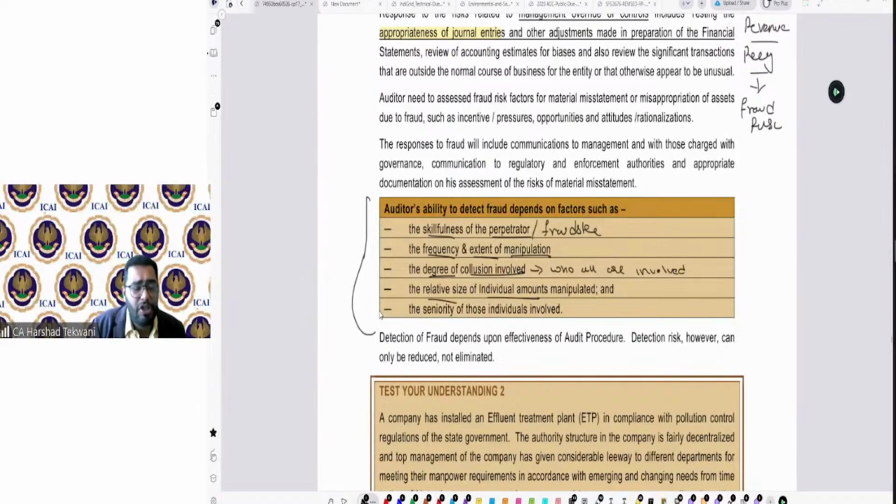Then the relative size of the individual amounts, that is, the fraud amount or fraud impact. And the seniority of those individuals, meaning involvement of management or those charged with governance. If a fraud is done by the MD, CFO, or CEO, then it is very difficult to identify, because they have all the rights and controls in their organization to hide the fraud. So these are certain factors which affect the ability to identify and detect fraud.